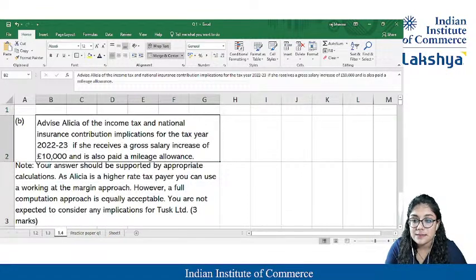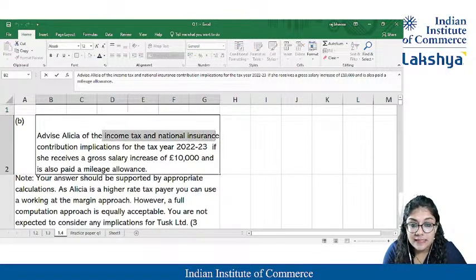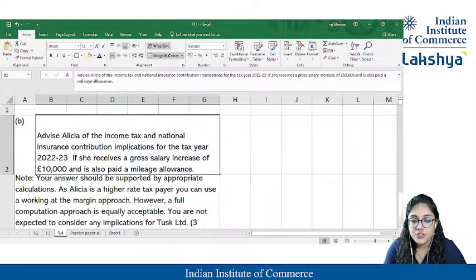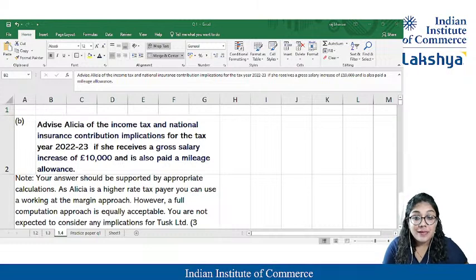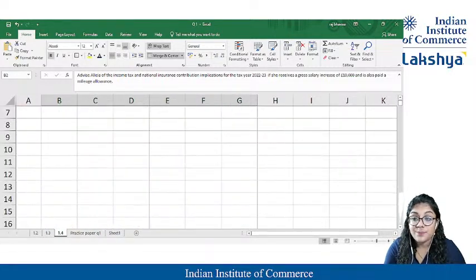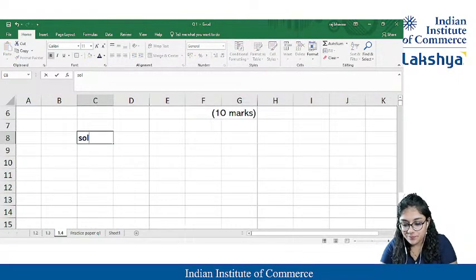Let us read what they have asked us in the question. Advise Alicia of the income tax and the national insurance implications for the year, if she receives a gross salary increase of 10,000, and also if she gets the mileage allowances. On that 10,000 the income tax she has to pay. If she is receiving the 10,000 in cash, even NIC works. Let me make the answer very bold. We can start writing the answer.